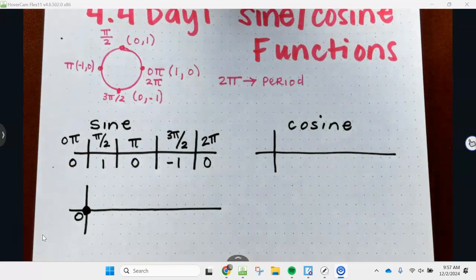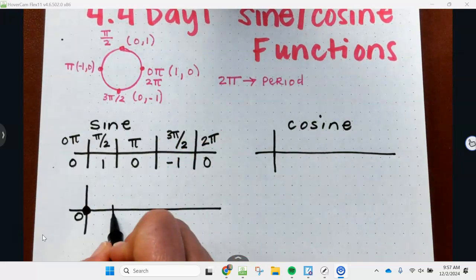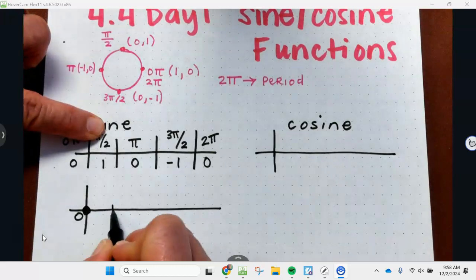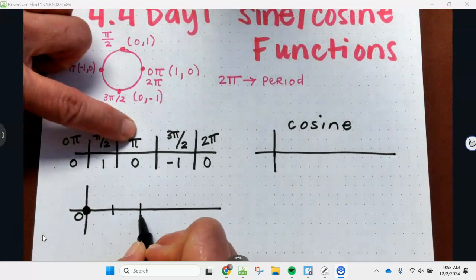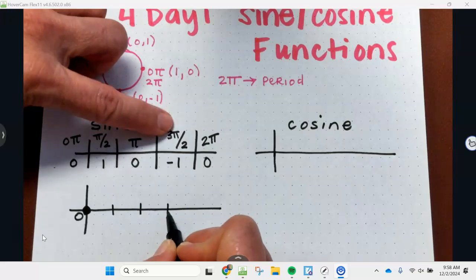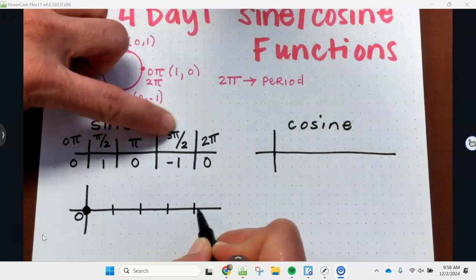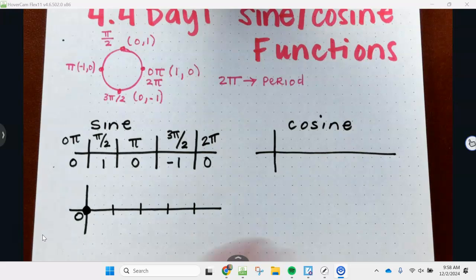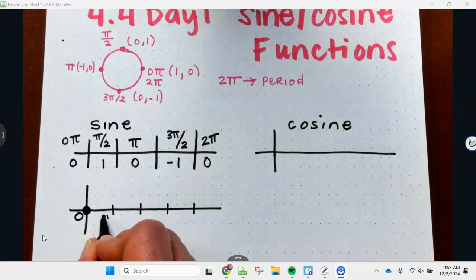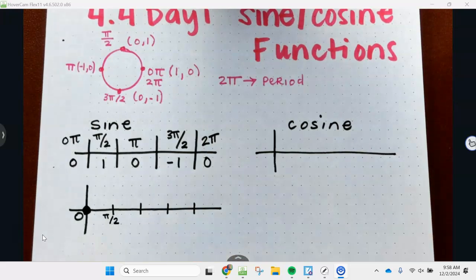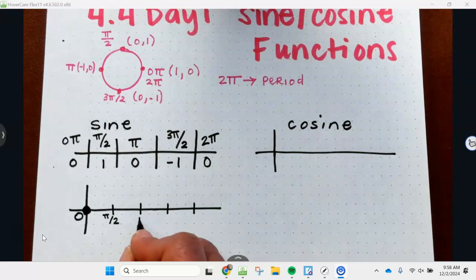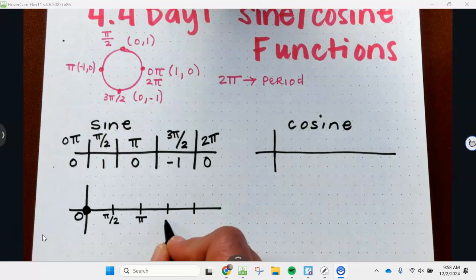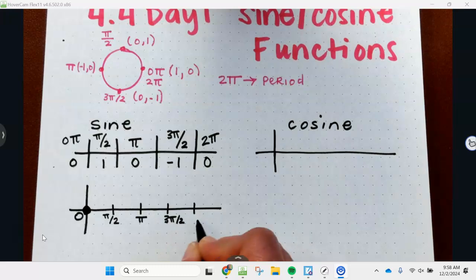And then pi over 2 and pi and 3 pi over 2 and 2 pi, let's just space the rest of these out. So that's going to be pi over 2. Here's going to be pi. We'll say 3 pi over 2 is right here. And then 2 pi is going to be here. Let's go ahead and label these increments that we created. Just space them out visually, guys. Space out 4 increments the best that you can, and just label them pi over 2, pi, 3 pi over 2, and then 2 pi.